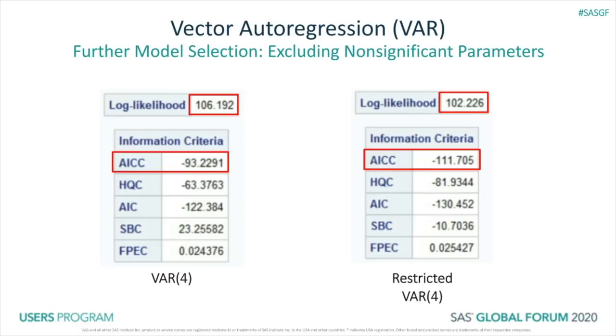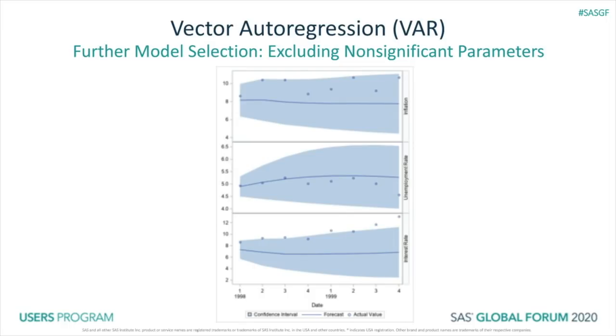We can see the restricted version has a smaller log likelihood. It means the in-sample fit decreases, but it does have a better AICC. And here is the forecast for the after-sample data.